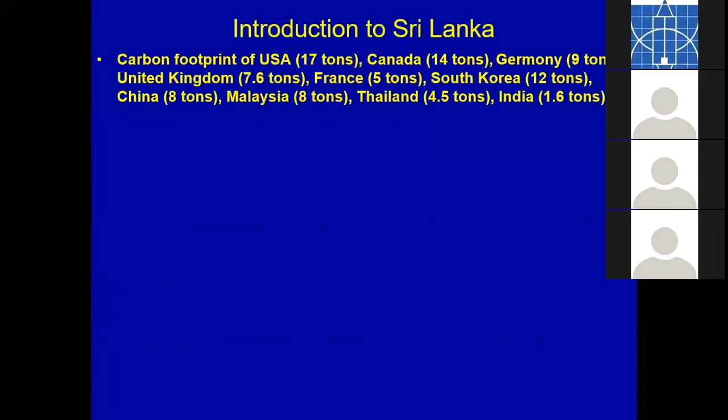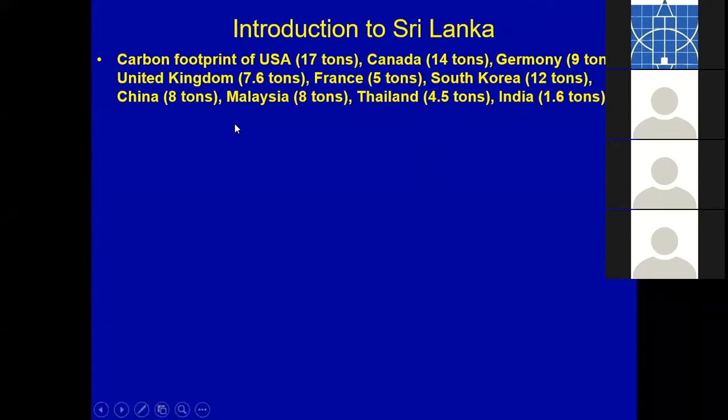And then we have to also know that Sri Lanka is a very good country when it comes to carbon footprint. And the carbon footprint of USA is about 70 tons. Canada is about 14 tons. Germany, it's about 9 tons. UK, it's about 7.6 tons because they use nuclear as well. For France, 5 tons. You can see France is an industrialized country, but most of the electricity is generated by using nuclear. So because of that, they have a low carbon footprint.